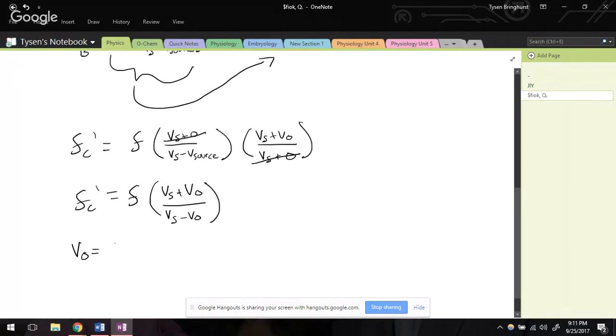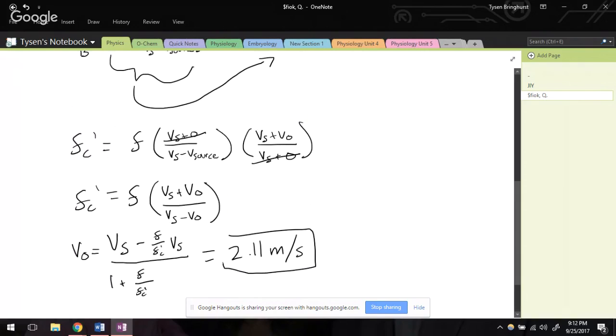V equals velocity of sound minus trumpet frequency over the frequency the conductor observes times the velocity of sound, all over 1 plus the frequency over the frequency observed by the conductor. And when you calculate that out, that equals 2.11 meters per second. So this is the speed that the vehicle is traveling.